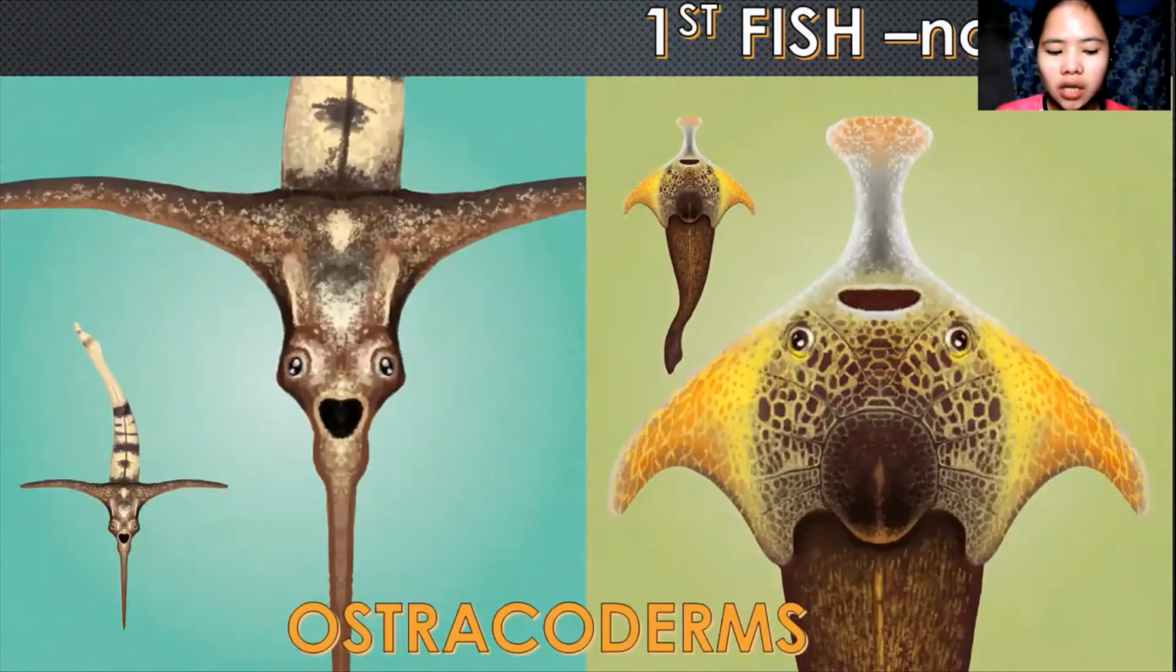So the first fish, as you can see, is jawless. So the support structure was made of cartilage. So in order for these ostracoderms to stay alive, they are covered with cartilage. And ostracoderms have a shell skin. The outside skin was protected by scales and plates made with bony tissues. So yun yung structure ng isang ostracoderm.